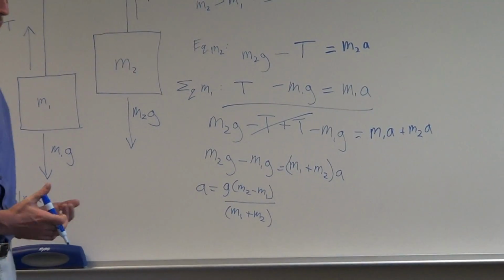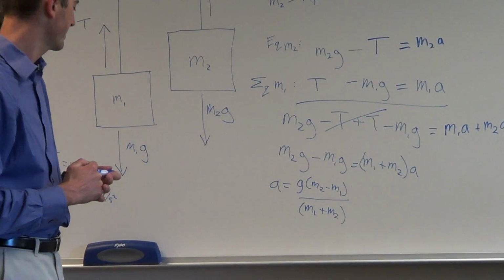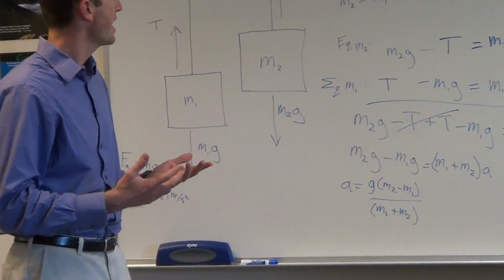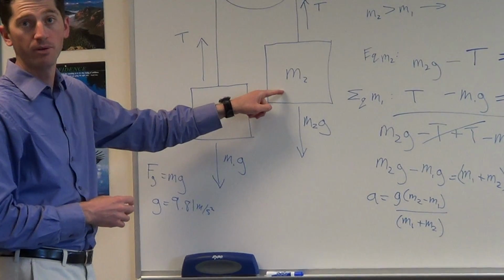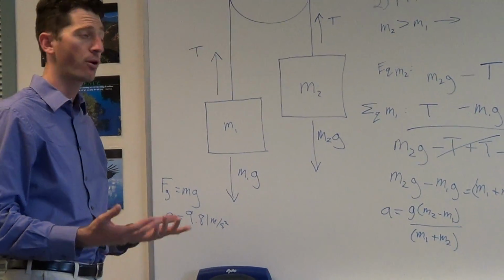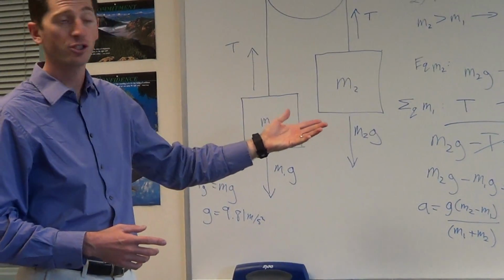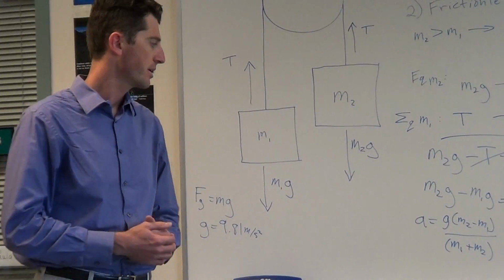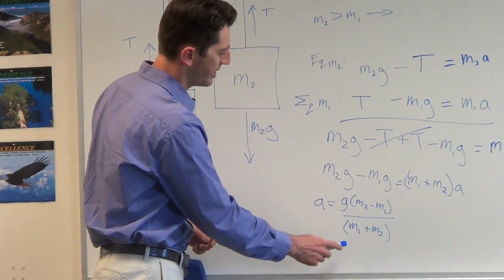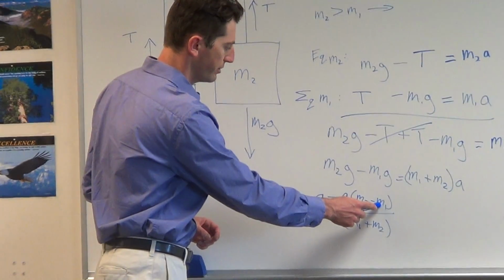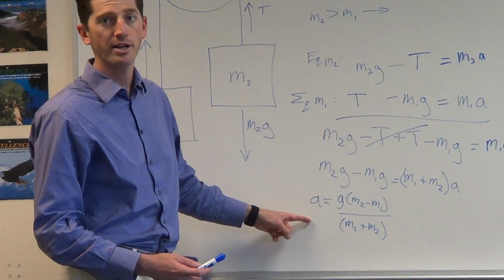And now we want to ask ourselves, does this make sense? Well, one way to do it is to say, what would happen if M1 equals M2? What kind of acceleration are we going to get? Well, if the two masses equal each other, there's not going to be any rotation. It shouldn't be moving at all. It should be a static system. So let's put that in. If M1 equals M2, then it would be M2 minus M2 times G. M2 minus M2 is 0, so it should have 0 acceleration.